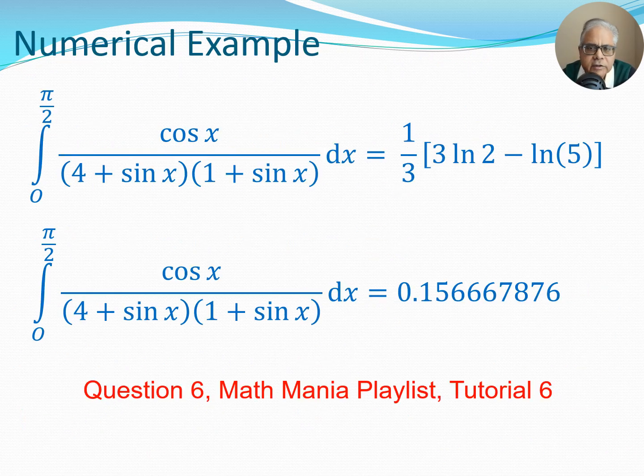So now of course we need some numerical example to check out this method, so we use the expression we have used previously in the trapezoidal rule. So this integral was 0 to pi by 2 cos x by 4 plus sin x into 1 plus sin x. And in question bank 6, in tutorial 6, question 6, I have calculated this integral as this value here, and this value comes to 0.156667 if you want to get a numerical value for this.